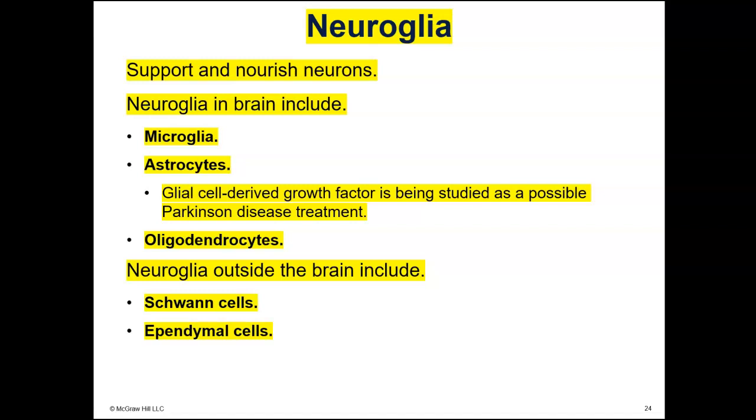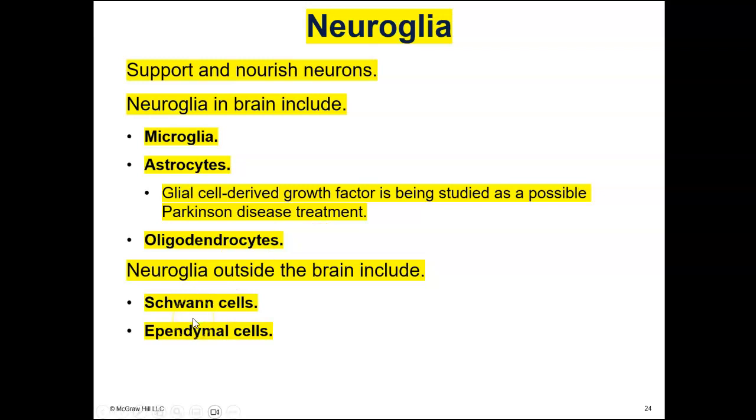Now, there's a note here about Parkinson's disease. The astrocytes contain a glial cell-derived growth factor, and that is being studied as a possible treatment for Parkinson's disease. Then there are oligodendrocytes. I always make my students in class say this word after I say it because it's just a funny word. But oligodendrocytes produce the myelin sheath around the axons.